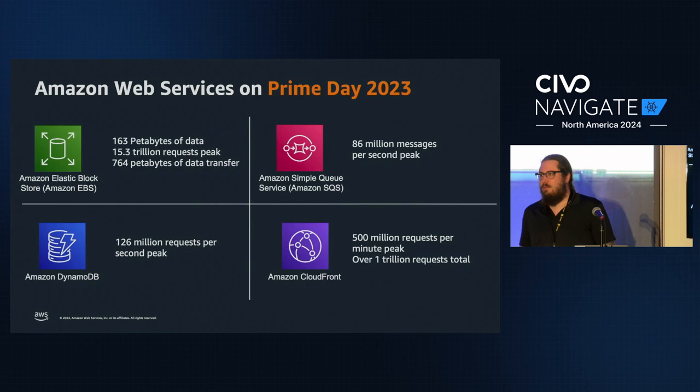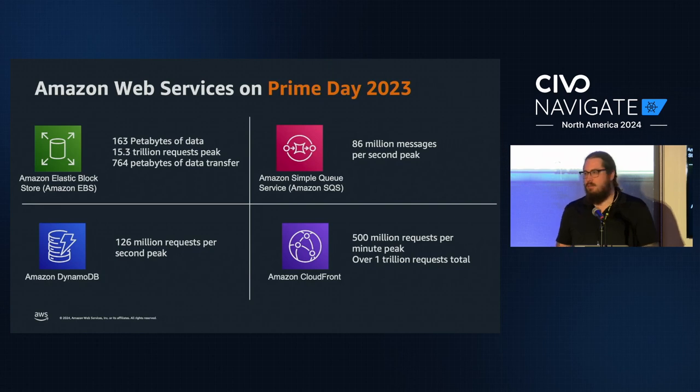And how well? Well, here are some stats from Amazon Prime Day 2023. You may have seen these blog posts before. We publish a blog post every year from Prime Day about some of the service stats and things that happen on Amazon Web Services during that day of extra activity. And so you can see Amazon Elastic Block Store, which is essentially virtual hard drives, 163 petabytes of data, 15.3 trillion requests at peak. You see Amazon Simple Queue Service, 86 million messages per second at peak. DynamoDB, 126 million requests per second. And Amazon CloudFront, which is sort of the web CDN in front of everything, 500 million requests per minute at peak and over 1 trillion requests total.